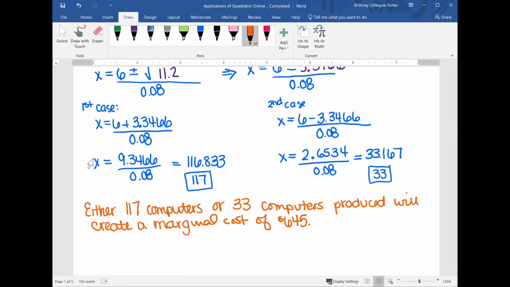And if you're wondering why you can have two different answers, this is a quadratic with a positive leading coefficient, which means it opens up. And that means that the marginal cost of $6.45 must have been like here-ish. So if y was 6.45, then we have two x values. The first one would be the 33, and then the other one would be the 117.